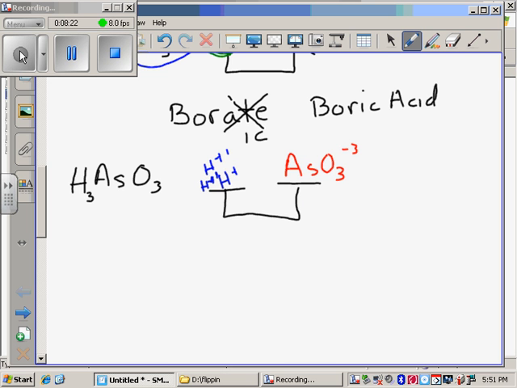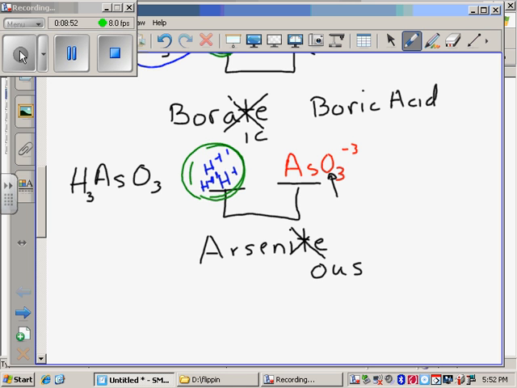Once again, when we get ready to do the ionic naming system, we recognize nothing else but hydrogens, so we switch our mind to the acid naming system. There is an oxygen present, so that means we don't use the hydro. We write down the name of the arsenite ion. And then this ite gets changed to ous, and this is arsenous acid.